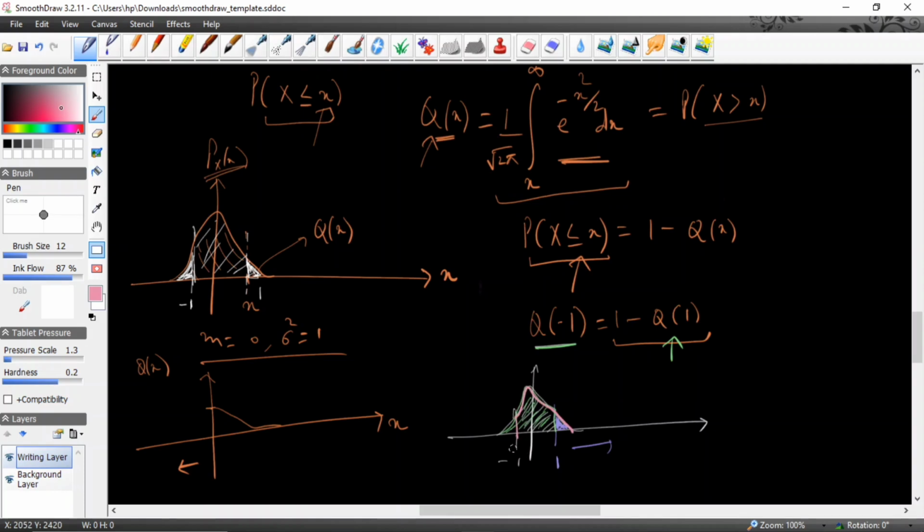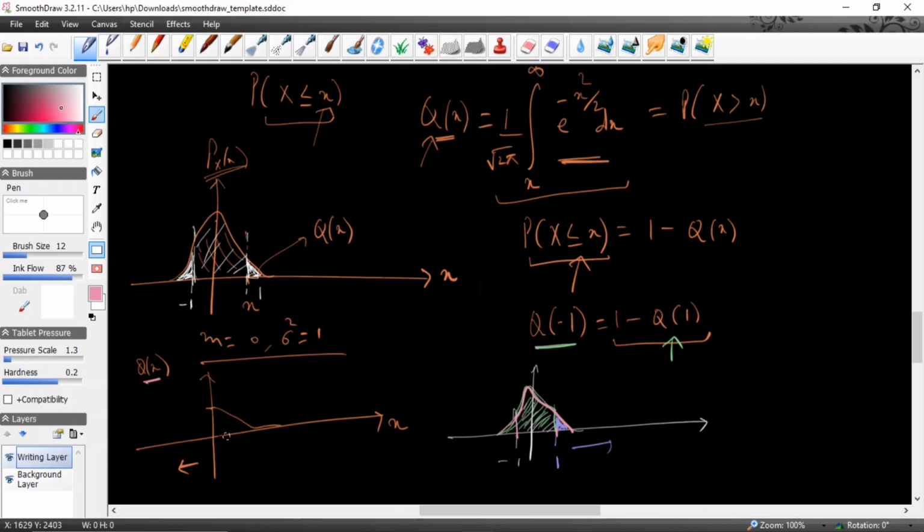Because of this method, you can integrate from minus infinity to 1, or integrate from minus 1 to infinity, that is okay. That is why you can take Q of minus 1 as 1 minus Q of 1, likewise Q of minus 2 as 1 minus Q of 2, and so on. And if you use this, you can find the values of Q of x for negative values of x.